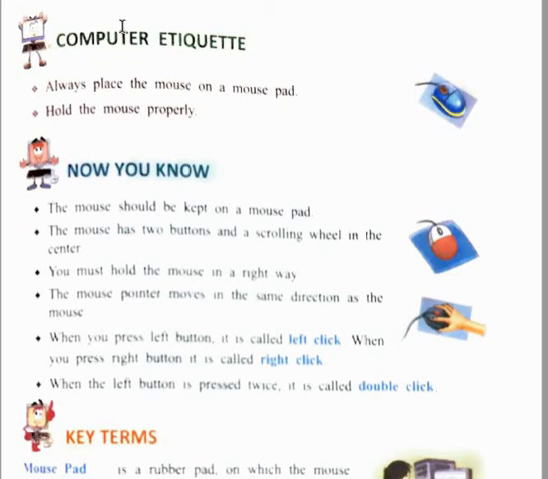The mouse pointer moves in the same direction as the mouse. When you press the left button, it's called a left click. When you press the right button, it is called a right click. When the left button is pressed twice, it is called a double click.